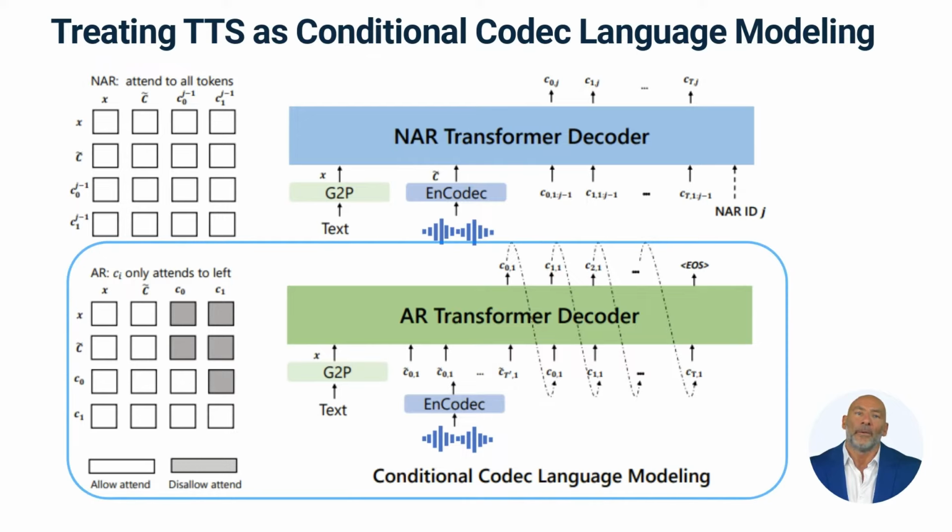The AR model is trained using tokens from the first quantizer. It's conditioned on the phoneme sequence and acoustic prompt. It doesn't differentiate between them or insert a specific token during training. During inference, only the phoneme sequence is predicted, while the acoustic prompt is given.